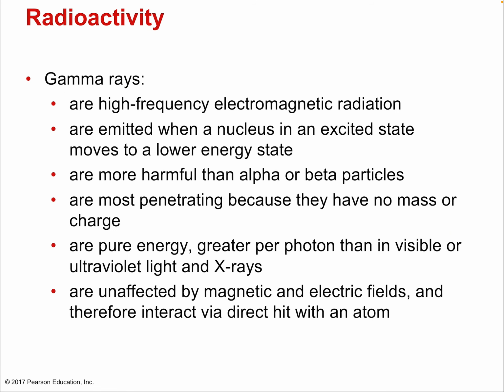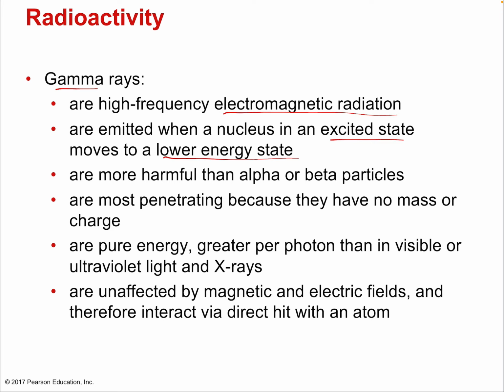Gamma rays, the last particle that's produced from inside of the atomic nucleus, are high frequency electromagnetic radiation, okay? Which is to say they're high energy. They are emitted when a nucleus is in an excited state, as I said a moment ago, and it moves to a lower energy state. Okay, so it's the nucleus relaxing, and it usually follows other forms of decay. So you have alpha decay followed by gamma decay, or you have beta decay followed by gamma decay, especially alpha followed by gamma. All right.